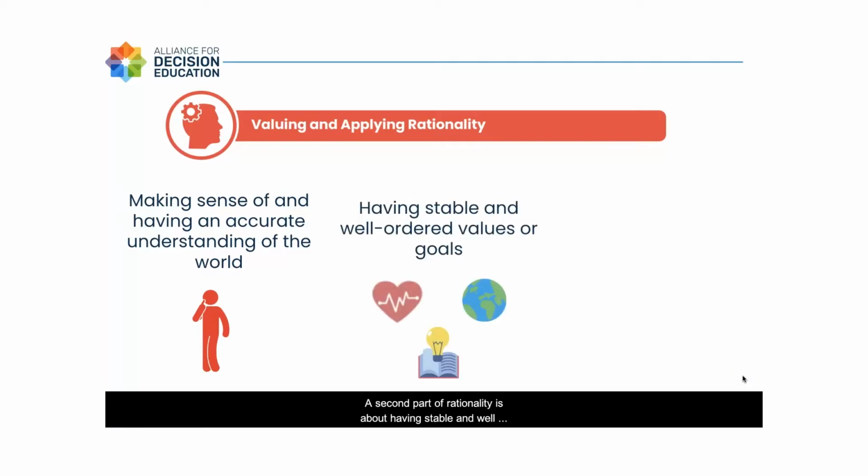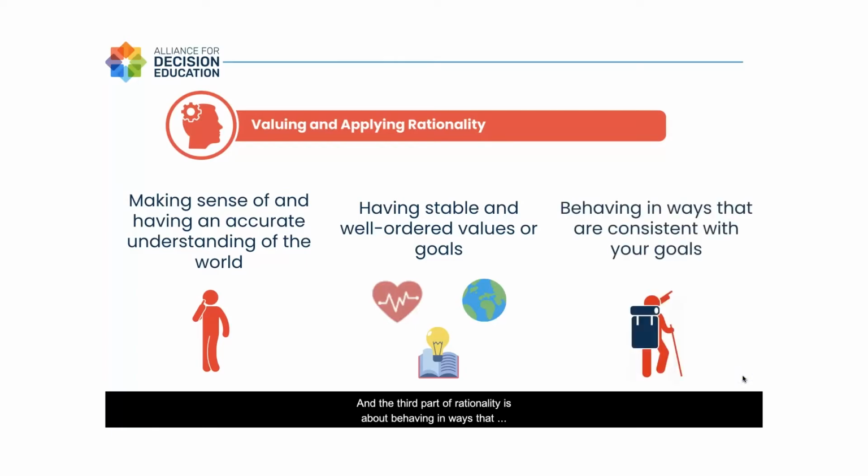A second part of rationality is about having stable and well-ordered values or goals, meaning you know what you care about and which values and goals you care about more in any given decision. And the third part of rationality is about behaving in ways that are consistent with your goals and values. By practicing self-regulation, developing strategies for impulse control, and learning how to manage habits, we can better align our actions with the things we really care about.